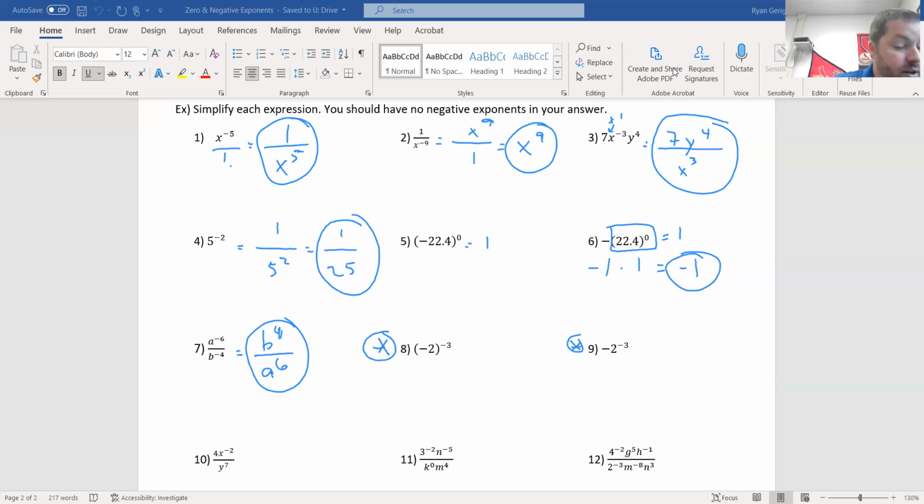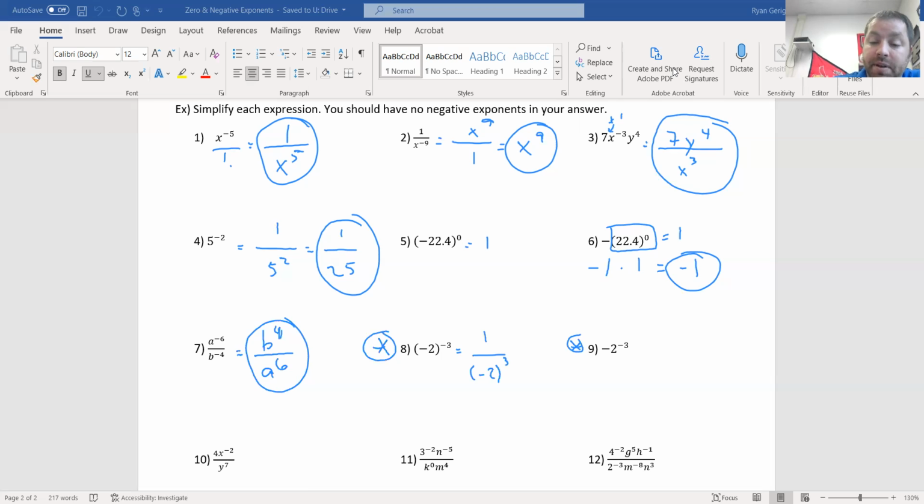backside here. So negative 2 to the negative 3rd. Since negative 2 is in parentheses, that's the base. So the base of negative 2 is not happy and it goes to the bottom and becomes negative 2 to the 3rd. There's a 1 left on top. I'm going to do number 9 at the same time. I'm not done with number 8, but I'm going to do number 9 at the same time.